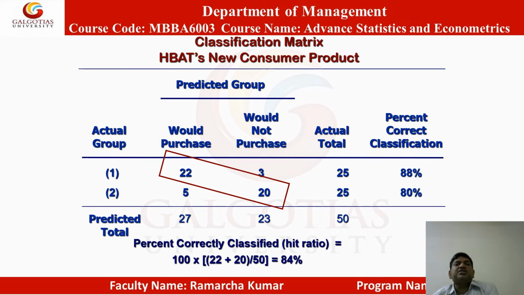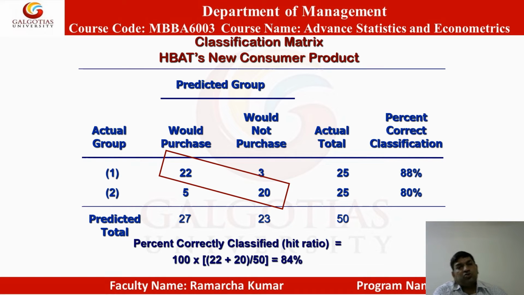So, classification matrix or confusion matrix, HBAT new consumer product. So actual group and predicted group. Actual groups are 1 and 2, and predicted groups are also those who are likely to purchase and those who are not likely to purchase. So 25 observations, predicted groups are like this. They predict that 27 will purchase and 23 will not purchase out of 50.